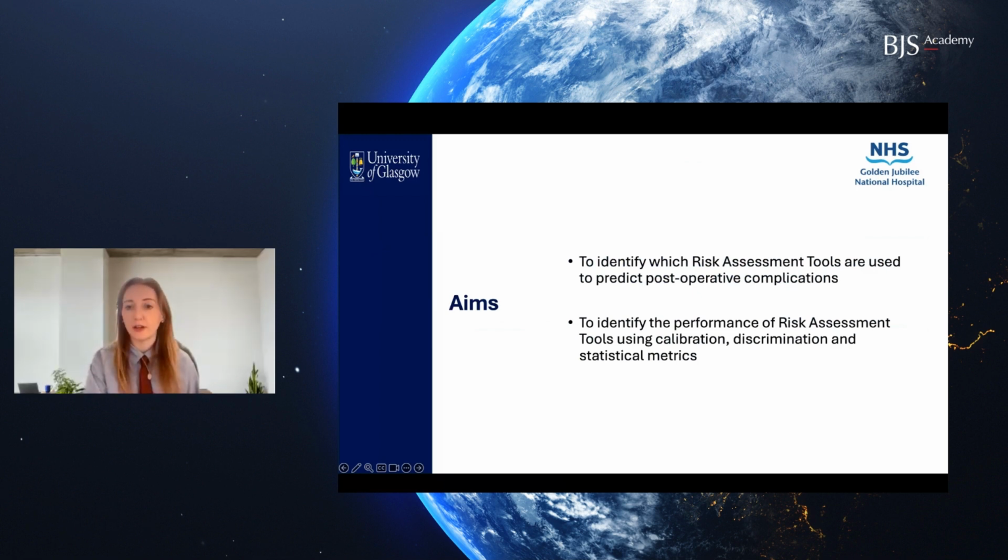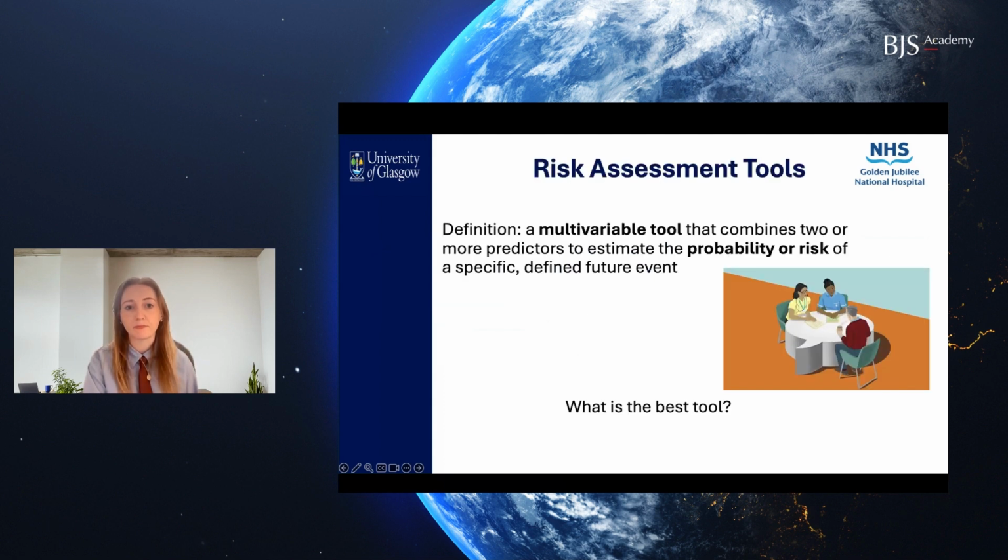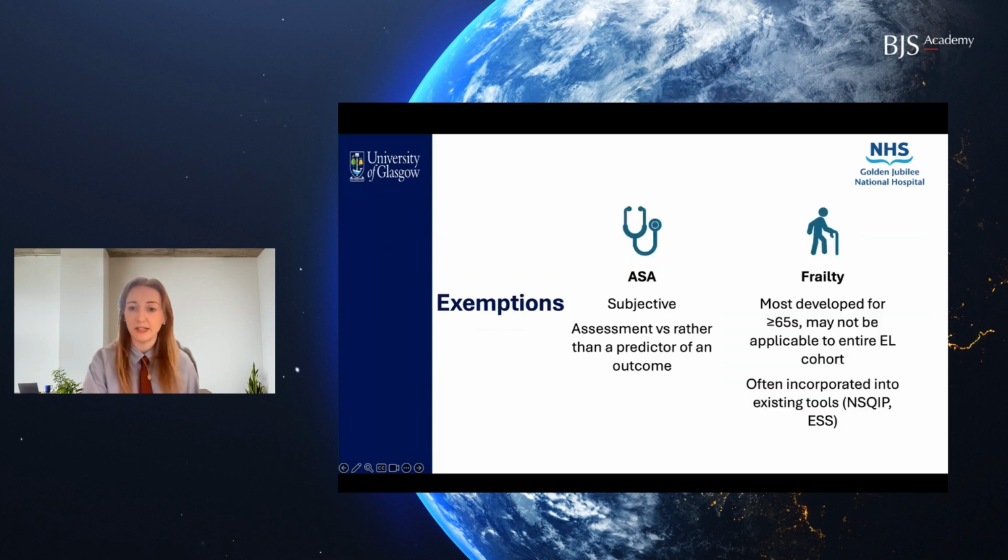So our aims were to identify which risk assessment tools are currently used and to identify the performance of them for complications after emergency laparotomy using statistical metrics. The definition that we took for risk assessment tools was a multivariable tool that combines two or more predictors to estimate the probability of risk for a specific defined future event. Importantly, we made two exemptions to this rule.